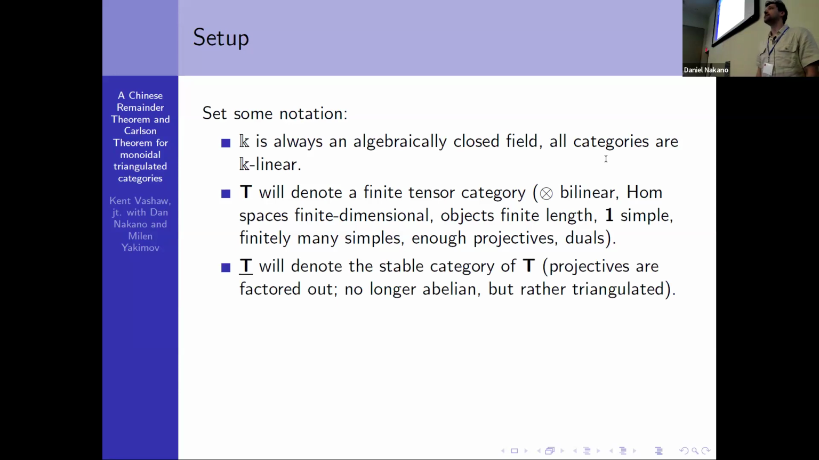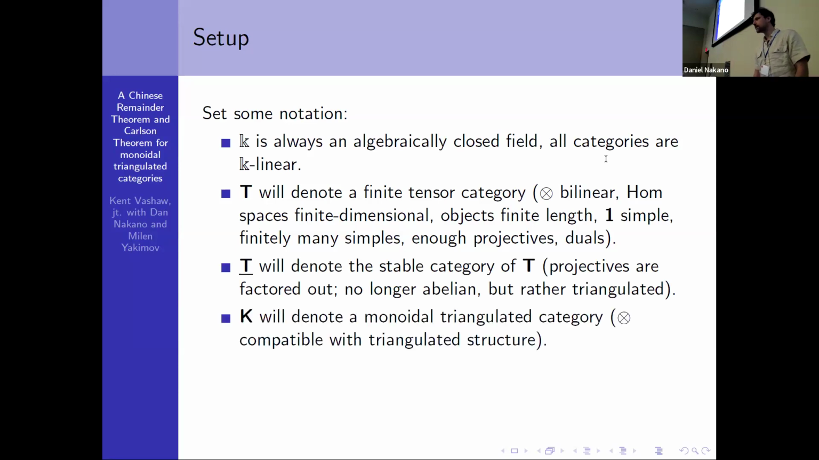If I write underline T, then this just means the stable category of T. Just like in the last talk, this means we factor out by projective objects. This is now a monoidal triangulated category, no longer abelian. And although my motivation is really coming from studying stable categories of finite tensor categories, some of these theorems I'm going to state in the generality of an arbitrary monoidal triangulated category. So for me, throughout the talk, this will always be K.